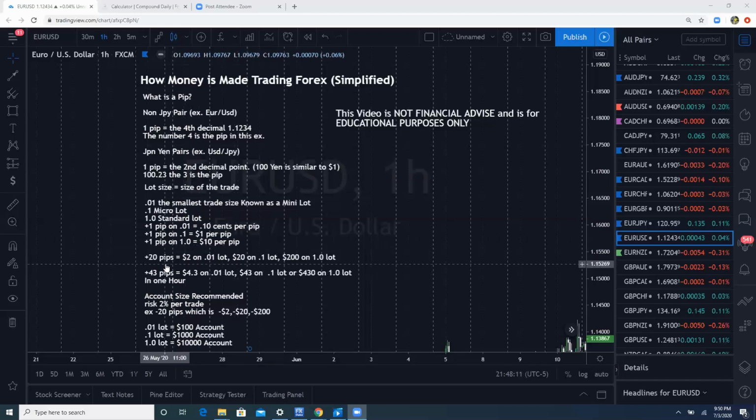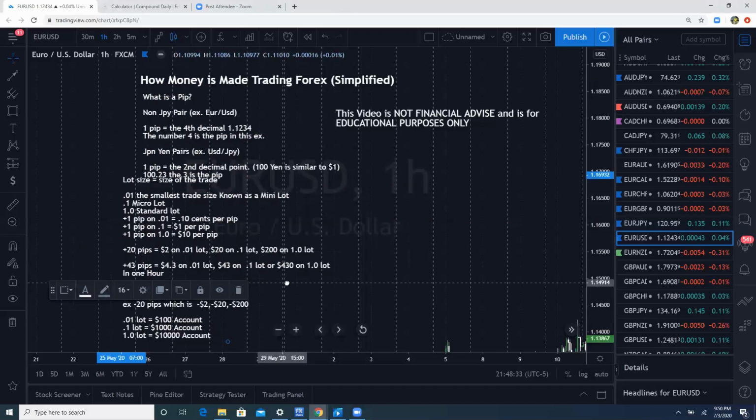So in an example, if you place the trade and it was plus 20 pips, then with that, you would have either gained $2 on a 0.01 lot size trade, $20 on a 0.1 lot size trade, or $200 on a standard lot size trade.